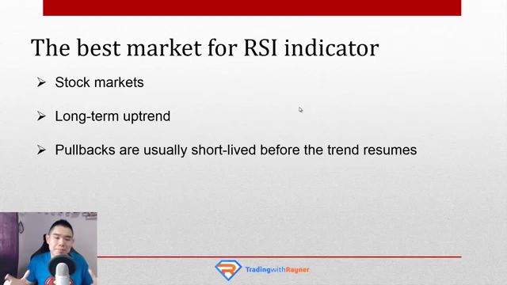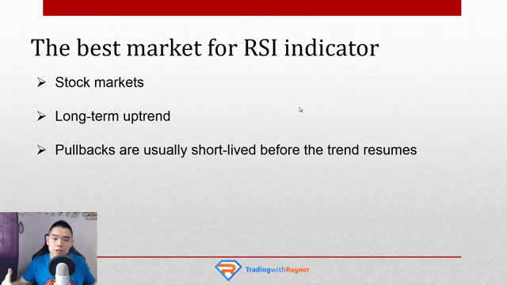Next, the best market for the RSI indicator. I've done quite a bit of research on this, and I found out that the stock markets work really well for the RSI indicator. And there are two reasons for it. Number one, the stock market is in a long-term uptrend. If you look at any stock market, be it the S&P, the Nasdaq, Russell, or whichever country you're from, you can see that there's a very high chance that the market is higher than it was since inception.